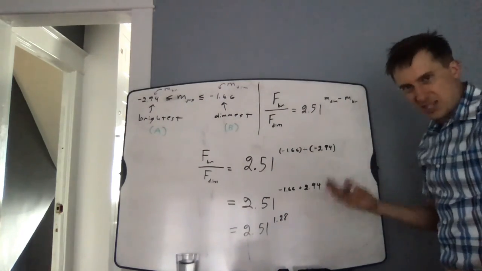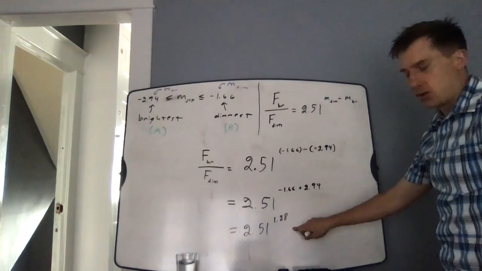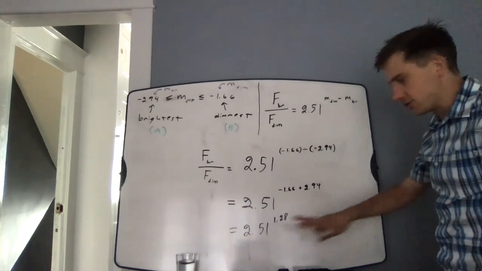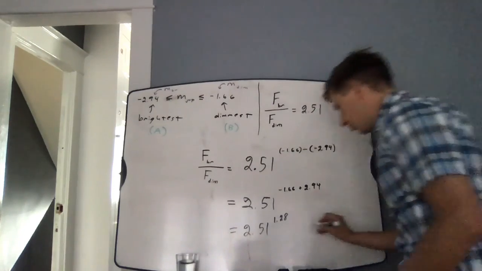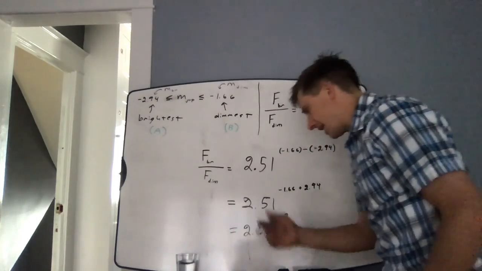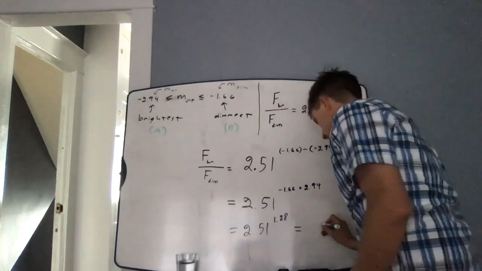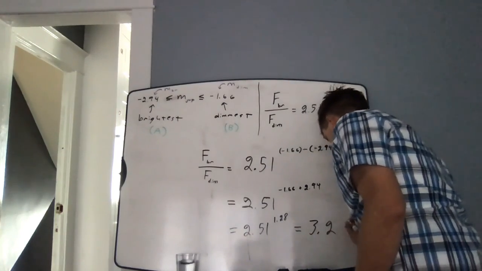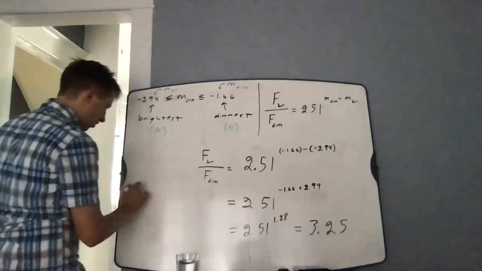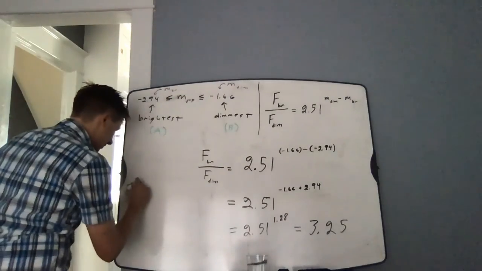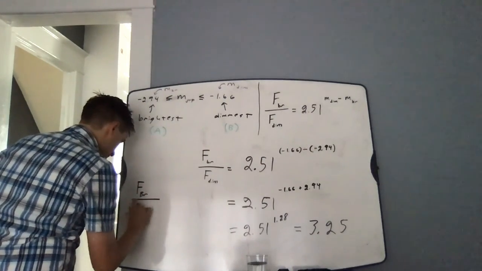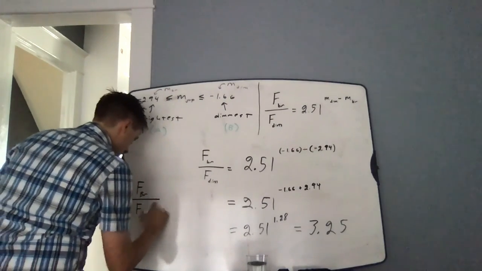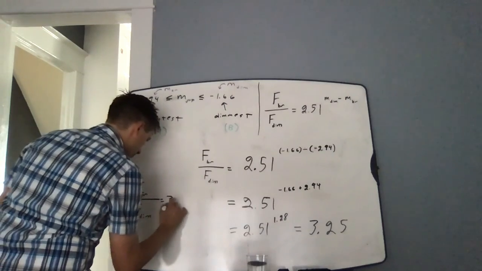And at this point, I don't know how to solve this by hand. I just go to a calculator, I write 2.51, I raise it to the 1.28, and when I hit enter on my calculator, I get 3.25. So what that means is F bright over F dim equals 3.25.